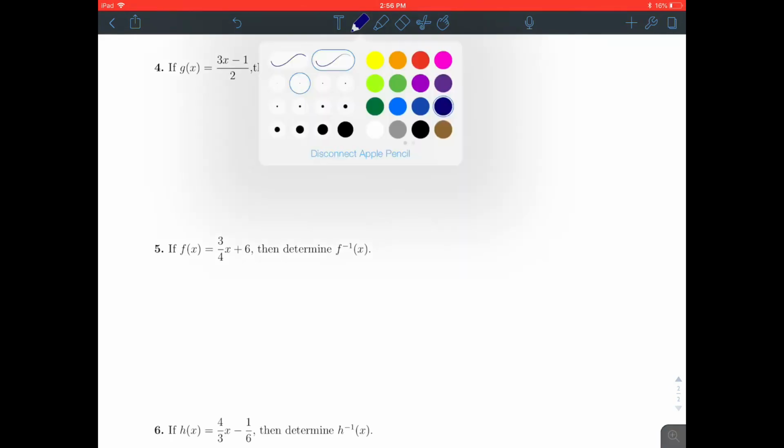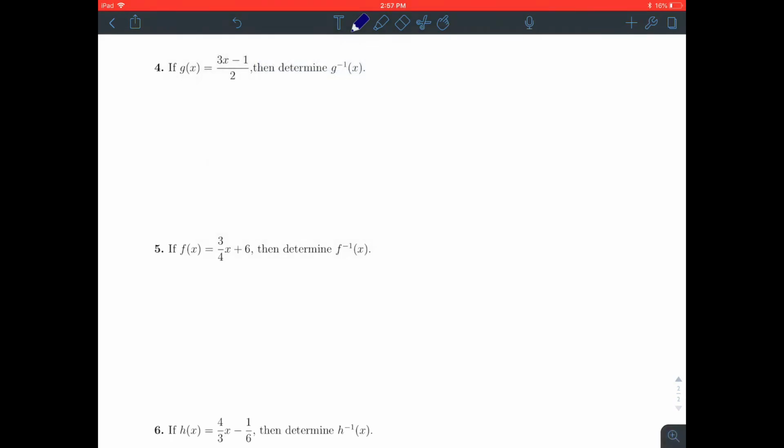Next up, we've got g inverse of x that we're trying to find, and I'm going to leave this one for you guys. I think that the algebra is very similar to what we had before.